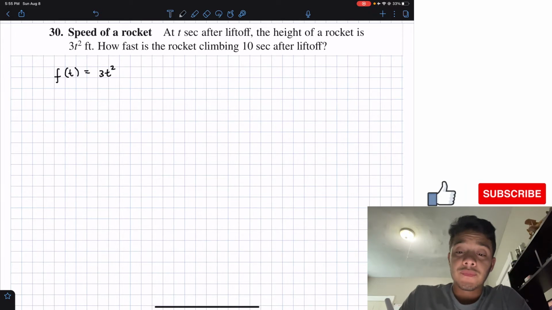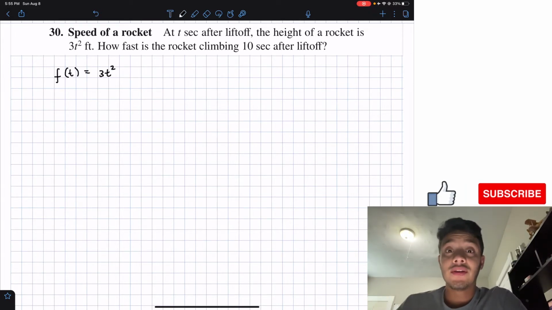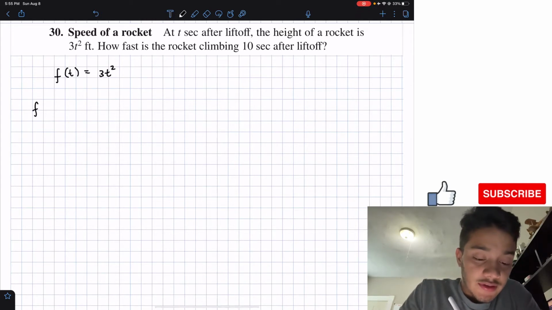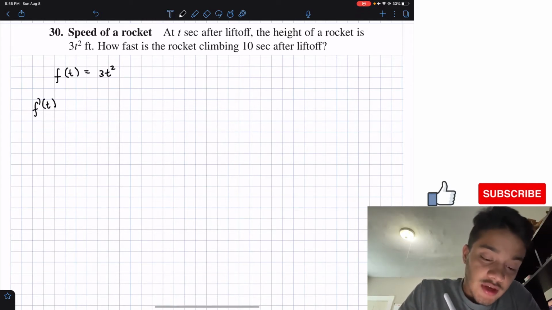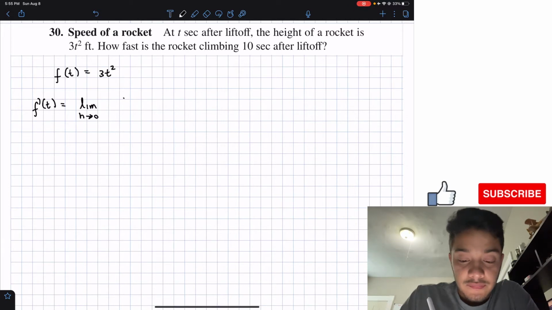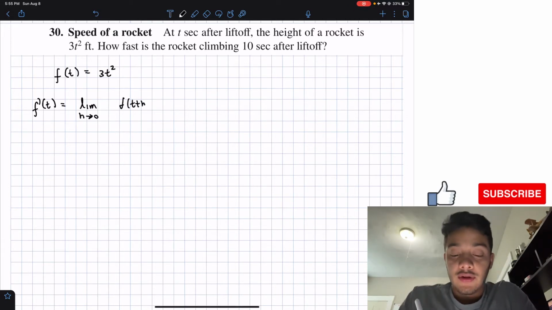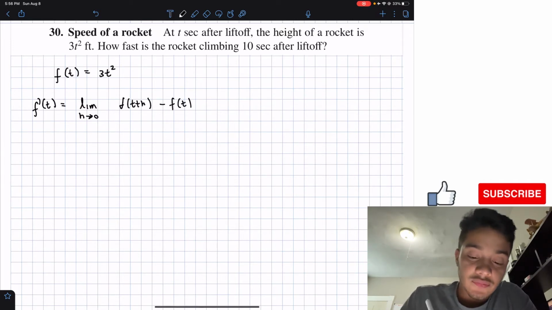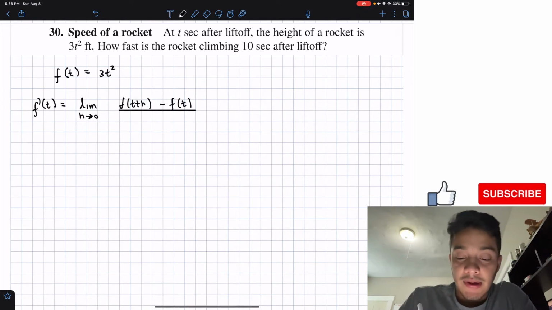So in order to find the velocity of this rocket, we have to do the derivative. And in this chapter, we're working with the definition of the derivative, where the derivative of this function is going to be equal to the limit as h approaches 0 of my function evaluated at t plus h time minus my function evaluated at t, all divided by h.